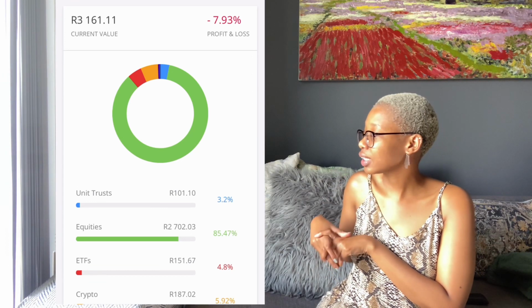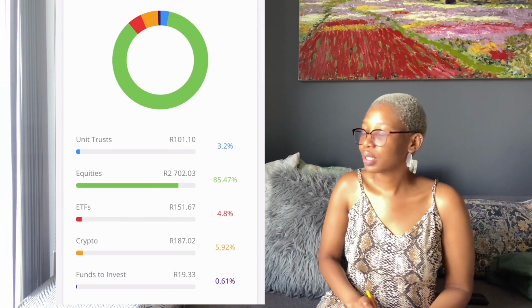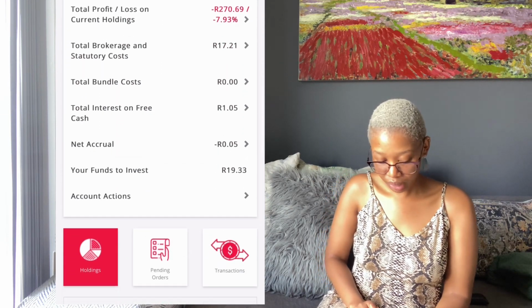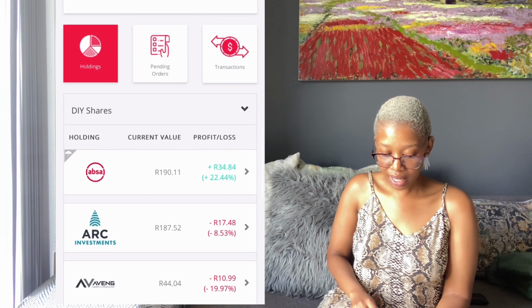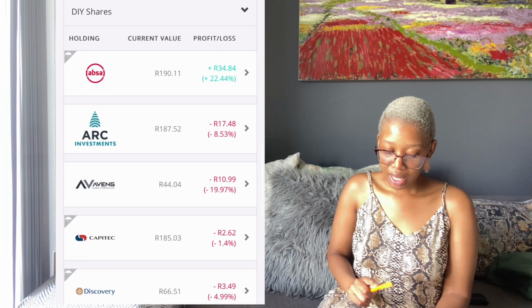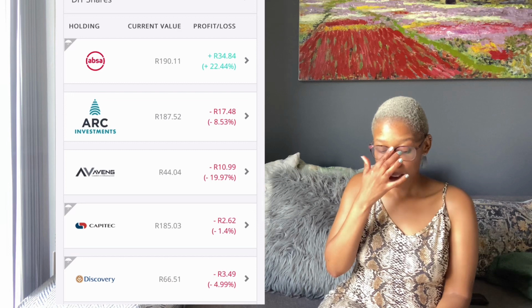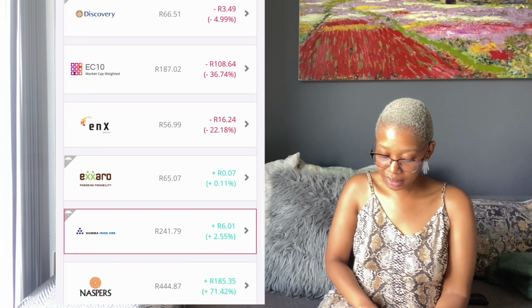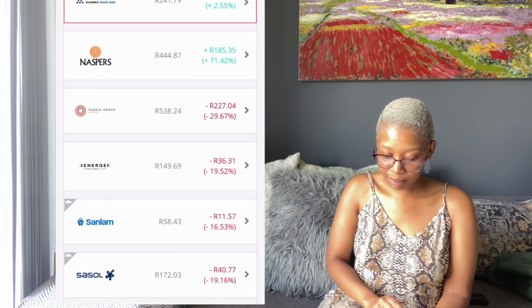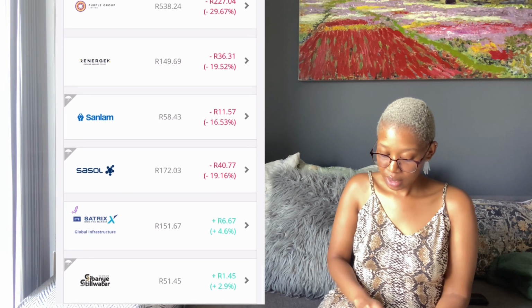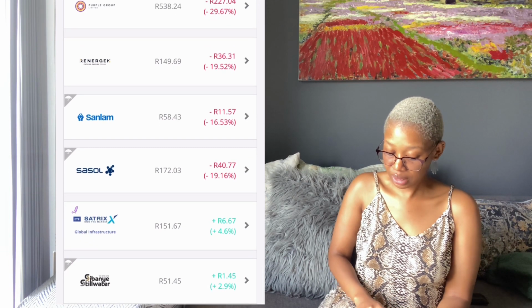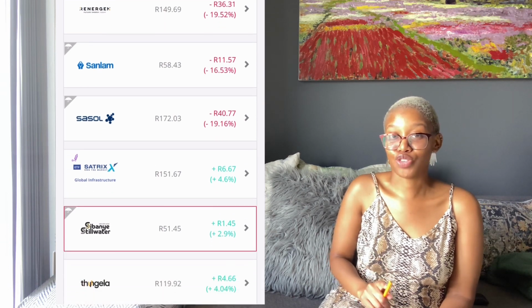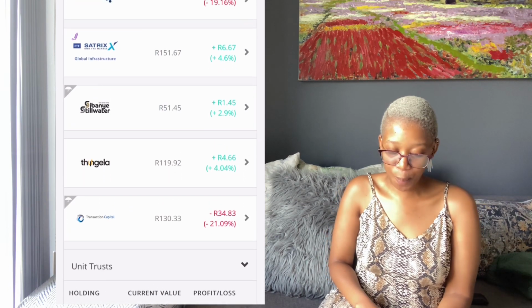So let's go into the shares. In my EasyEquities account I have 19 companies. That will be my ABSA, ARC Investment, Avenjack, Capitec, Discovery, EC10, ENX, Exaro, Kumba Iron Ore, Naspers, Purple Group, Renogen, Sanlam, Sasol, Satrix Global Infrastructure, Sibanye, Stillwaters, Tungela, and Transaction Capital. And then I have one unit trust, which is a Momentum Income Plus.